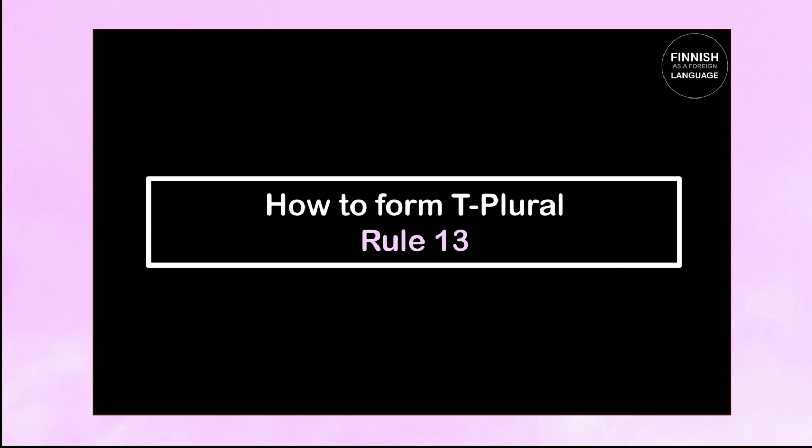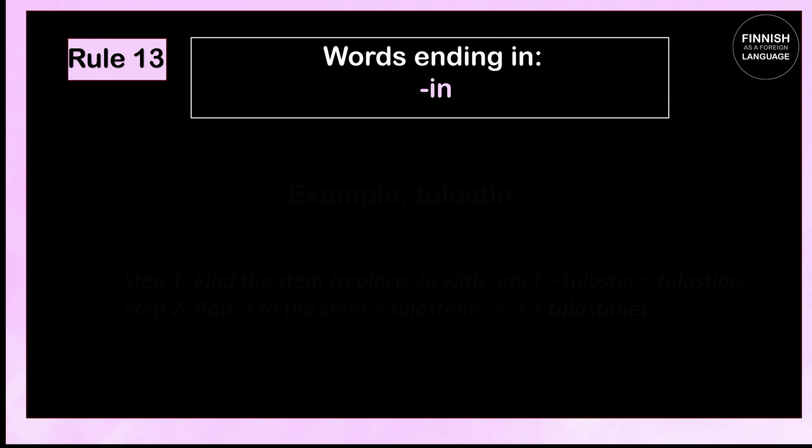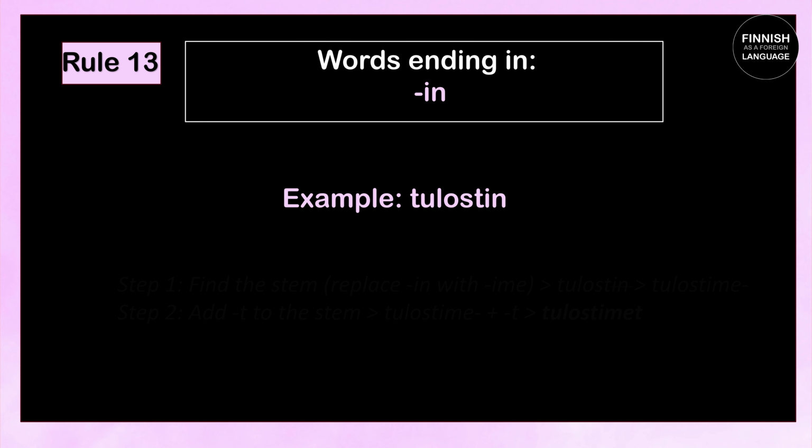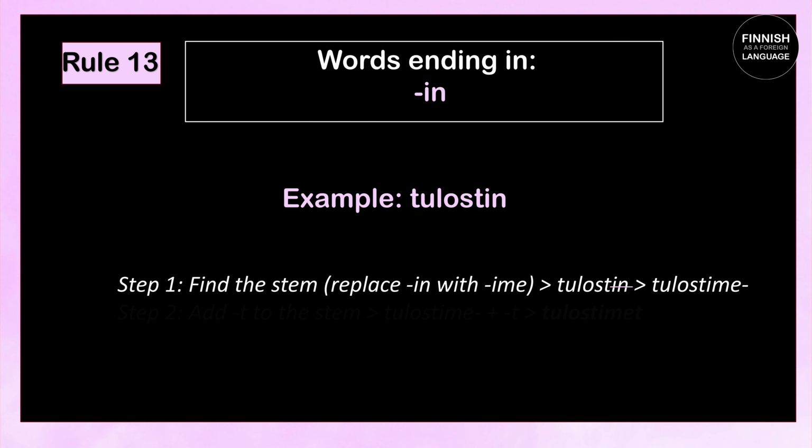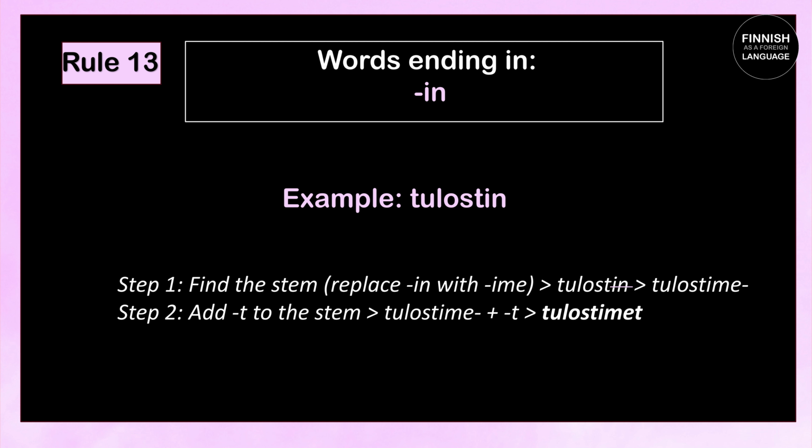Rule number 13, words ending in -in. For example, tulostin, meaning printer. When we want to find a stem here, we have to replace the ending -in with -ima. So tulostin becomes tulostima. This is our stem. In step number 2, we add t to it. So that means tulostima plus t becomes tulostimat, meaning the printers.